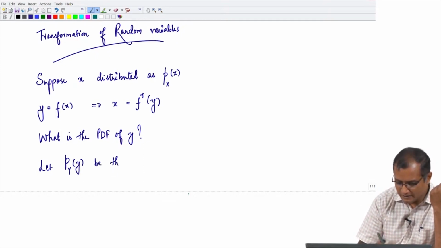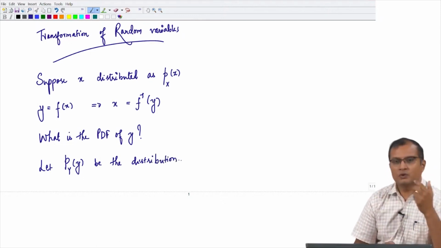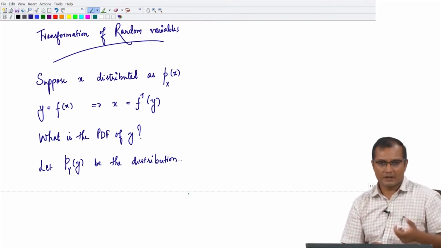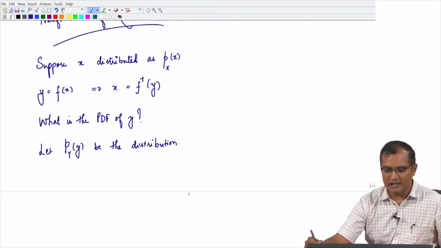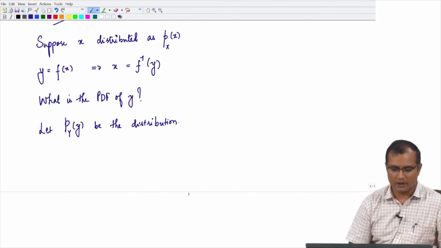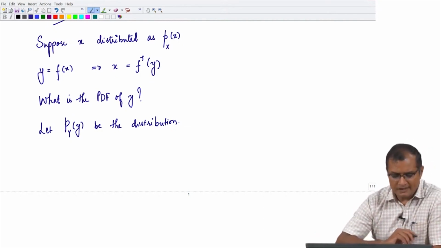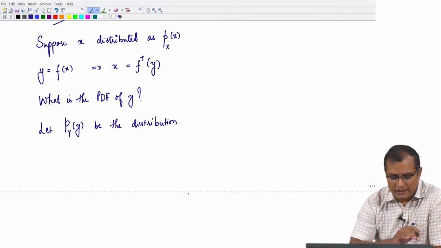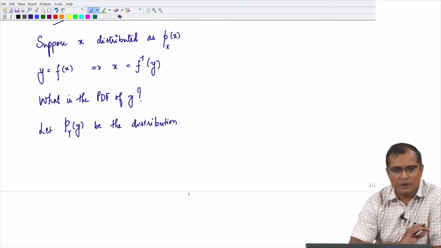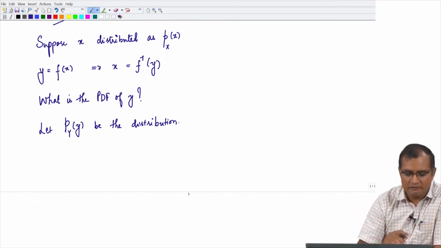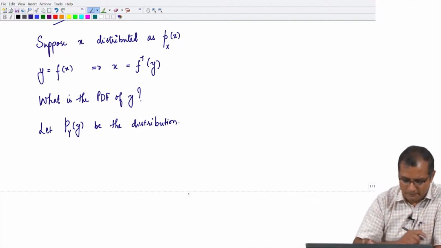So, let us call this distribution p of y, and I am going to put a subscript capital Y to alert the reader that this is a PDF of y. Now, the problem is very simple to solve. In this case of a one dimensional random variable, you just have one variable that is x and it is mapped to another variable y.